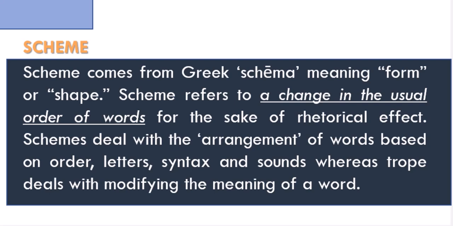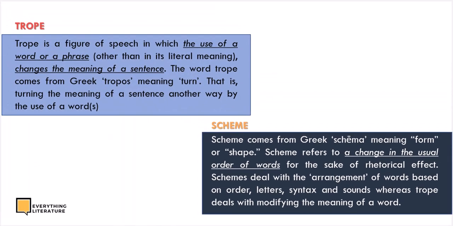Scheme deals with the arrangement of words based on order, letters, syntax, and sounds, whereas trope deals with modifying the meaning of a word. So if we take a look at our last class, which happens to be figures of speech based on sound, some of what we treated falls into the category of scheme because it has to do with the arrangement of sounds, maybe based on the vowel sounds as we have in assonance, or based on the consonant sounds as we have in alliteration and consonance and the likes. So while trope deals with modifying the meaning of a word, scheme deals with the arrangement of words.